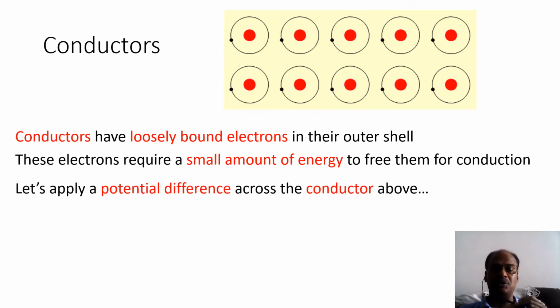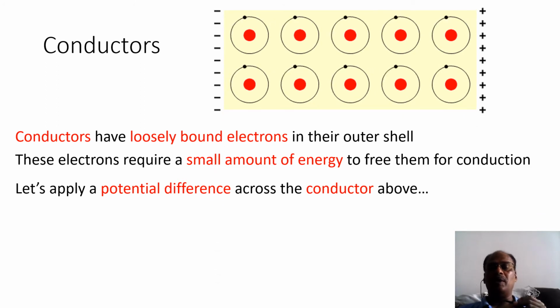Let us apply the potential difference across the conductor above. If I apply the potential difference like this, then definitely the electrons will start traveling from the negative to the positive potential applied, and the free electrons will flow continuously, and that is known as current. So conductors are highly conductive, and if I apply the potential difference across the conductor, there is definitely current flow.